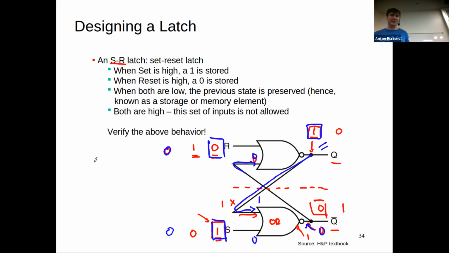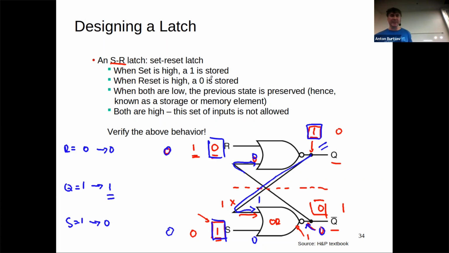So if I first set it in a state where R equals 0, S equals 1, at this point Q becomes 1, right? And if I change S to 0, then Q remains 1. This one is remaining 0, right? So it remembered this 1. And vice versa, if it was in the opposite state, if Q was actually 1, right?